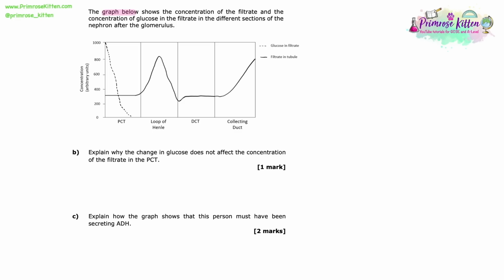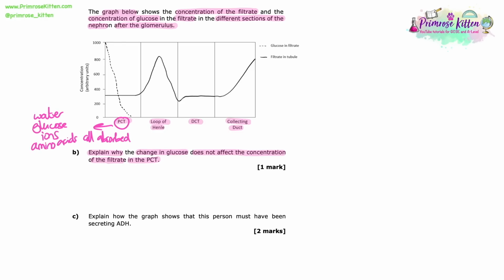The graph below shows the concentration of the filtrate and the concentration of glucose in the filtrate in the different sections of the nephron after the glomerulus. So we've got the PCT, we've got the loop of Henle, and then we've got the DCT and the collecting duct. Explain why the change in glucose does not affect the concentration of the filtrate in the PCT.